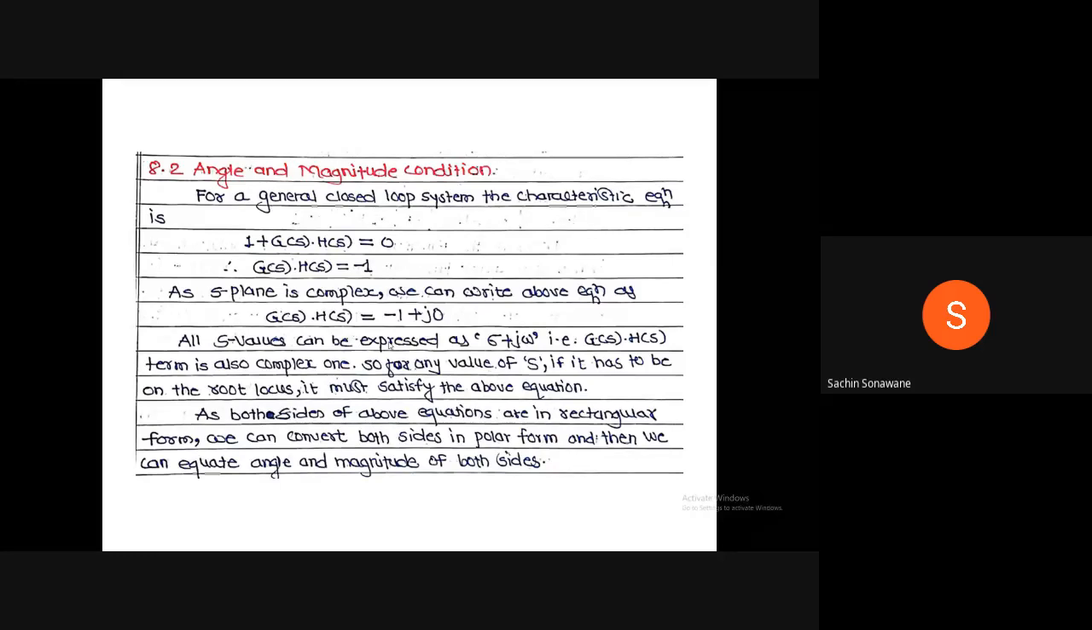So, for any value of s, if it has to be on the root locus, it must satisfy the above equation. As both sides of the above equation are in rectangular form, we can convert both sides into polar form and then we can equate angle and magnitudes of both sides.